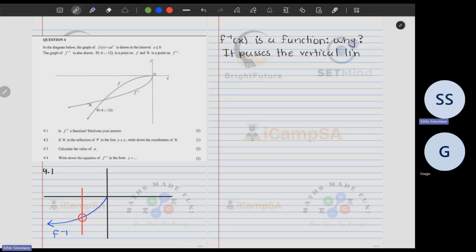Vertical line test. Okay, done with that. Let's have a look at 4.2.